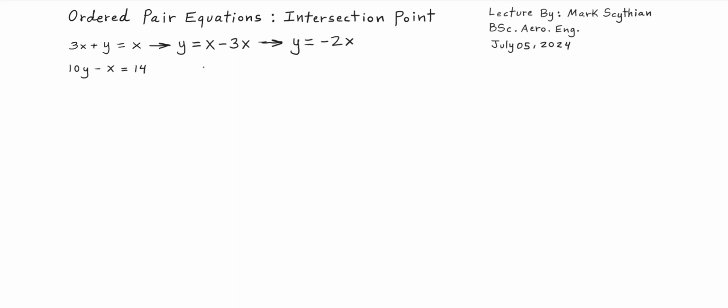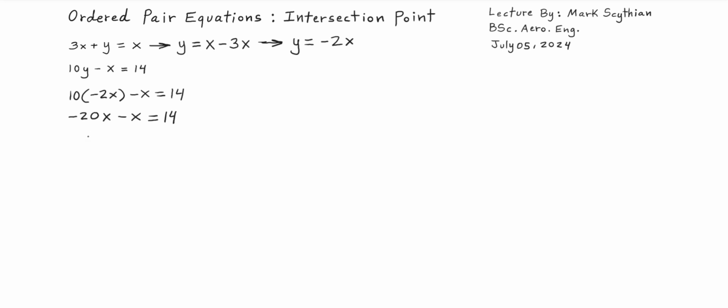Then by means of substitution, we can take the value of y, which is negative 2x, and place that value into the y component of the second equation. So if we do so, then we get 10 parentheses negative 2x minus x is equal to 14. So if we distribute, we get negative 20x minus x is equal to 14.